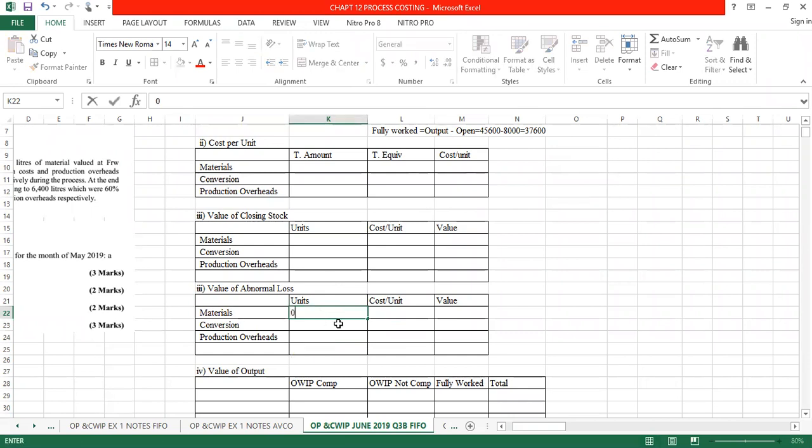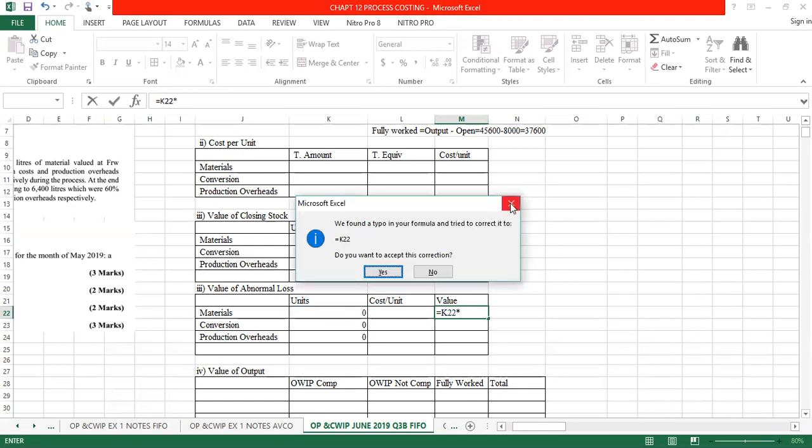This one, there is nothing, so don't even struggle with it. No, cost per units are there, but it is just at the other side. I always just like showing you everything. Sorry for that.